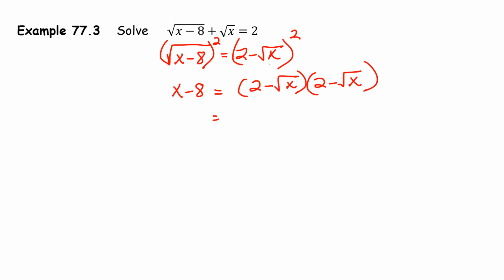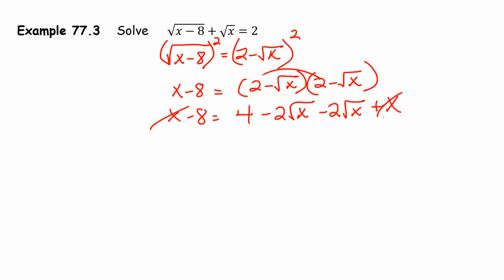We have to multiply that out. So we're going to have 2 times 2 is 4 minus 2 square root of x minus 2 square root of x plus square root of x times square root of x is x. So got x minus 8 over here. We can go ahead and cancel those x's. And now we need to isolate the square root of x.